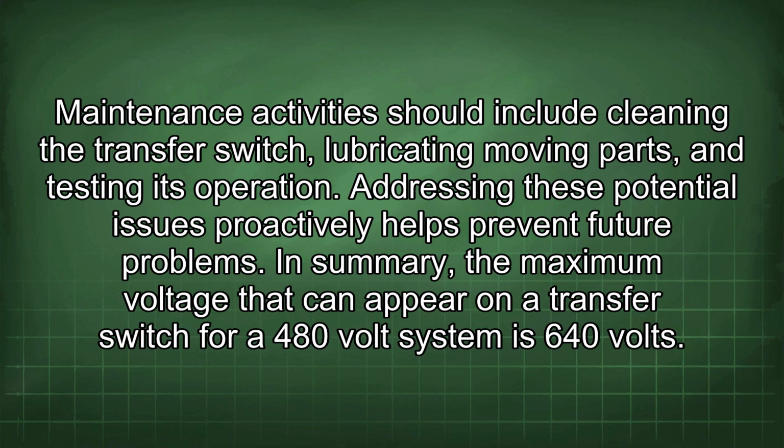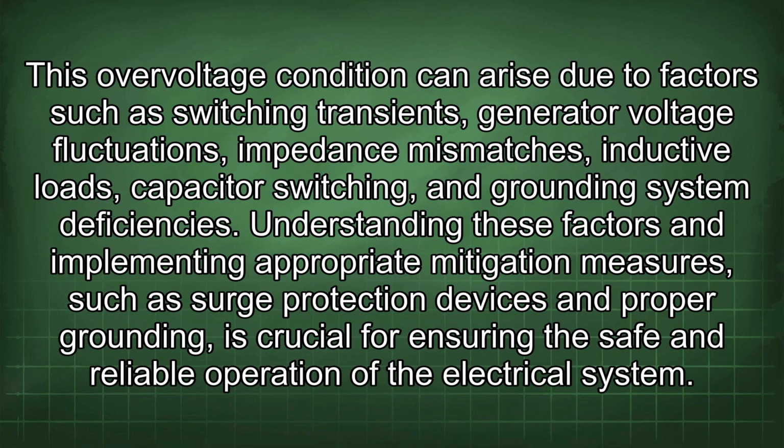Addressing these potential issues proactively helps prevent future problems. In summary, the maximum voltage that can appear on a transfer switch for a 480-volt system is 640 volts. This overvoltage condition can arise due to factors such as switching transients, generator voltage fluctuations, impedance mismatches, inductive loads, capacitor switching, and grounding system deficiencies. Understanding these factors and implementing appropriate mitigation measures, such as surge protection devices and proper grounding, is crucial for ensuring the safe and reliable operation of the electrical system.